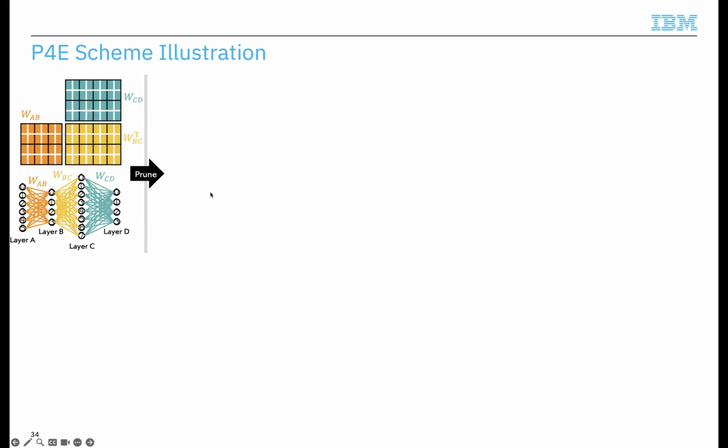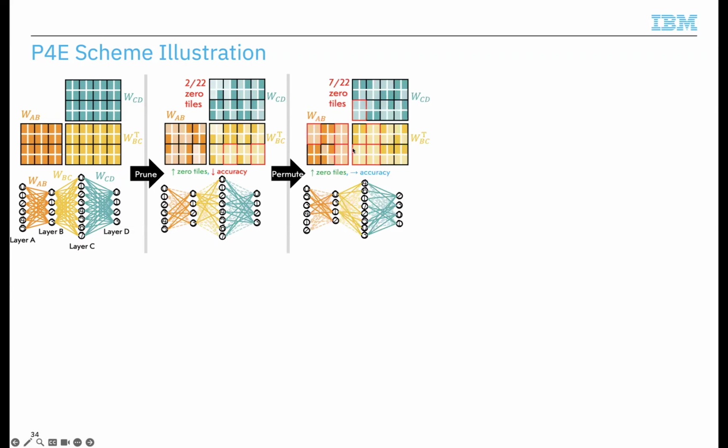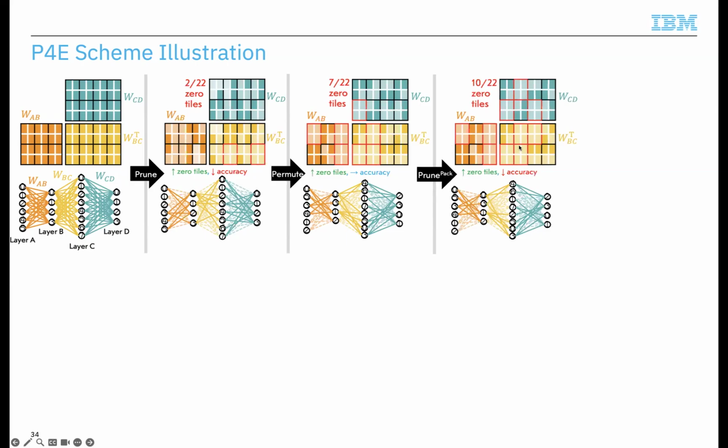Basically, take a look at this MLP. The first step we apply is pruning. We can do a threshold-based weight pruning, for example. The second step is a permutation based on the k-means algorithm I showed. Notice that initially we had 2 out of 22 zero tiles. Next we have 7, so it's increased. Then we do a second prune step to slightly increase the number of zero tiles.